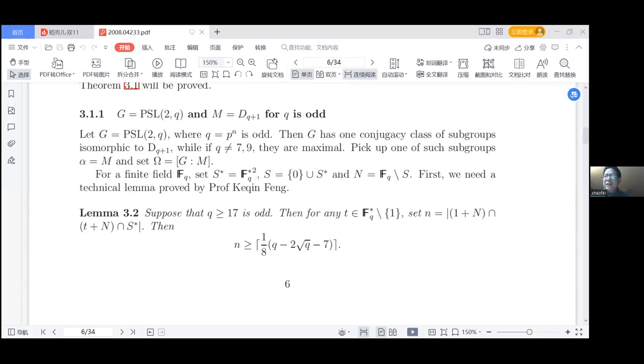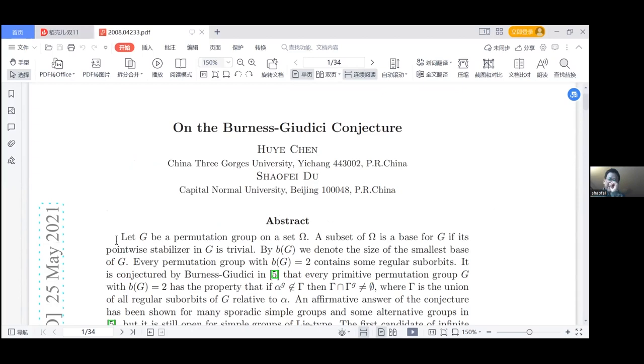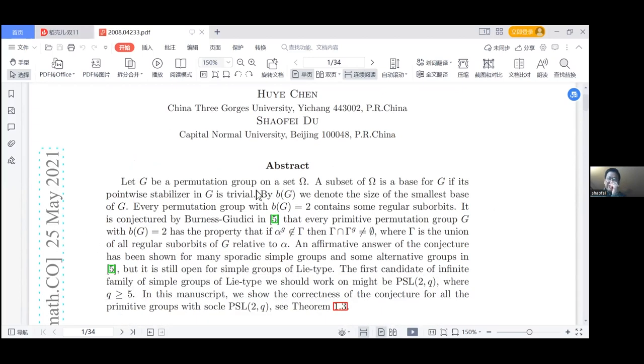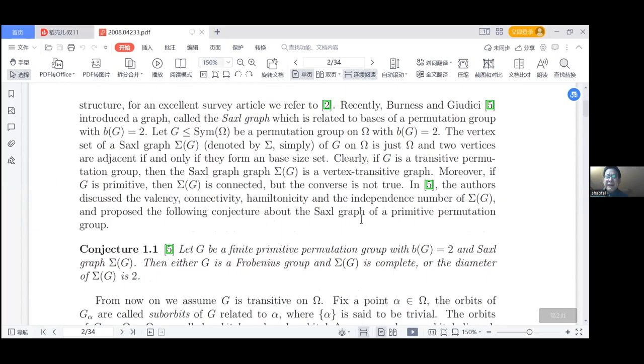Let me take a quick look at this paper. You can find it on arXiv.